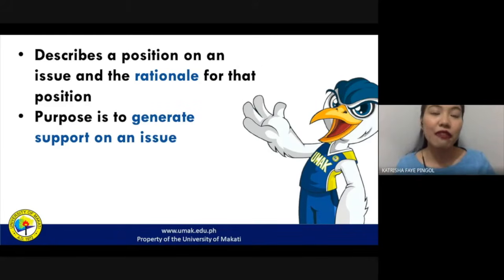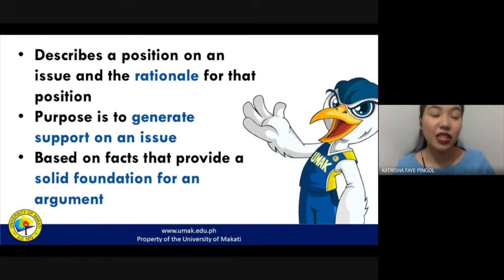Now, the main purpose of writing a position paper is basically to generate support on a particular issue. Similarly, when you write a position paper, everything that you include should be based on facts. And these facts would eventually provide a solid foundation for your argument. So if you agree, then you have to support your agreement to the topic with pieces of evidence. And this could only be considered solid evidence if it is based on facts.